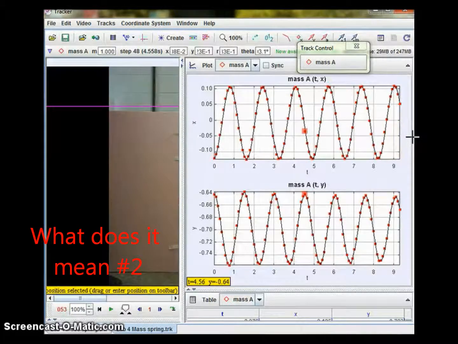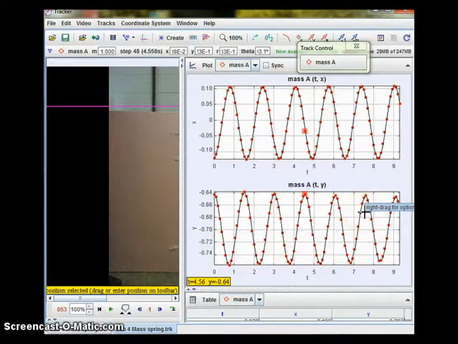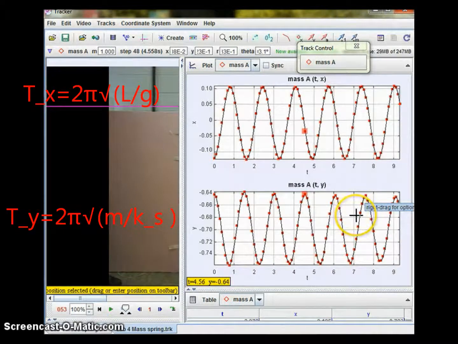Finally, to analyze the difference between the periods of oscillation in the x and in the y directions, the difference is that the period of the y motion is related to the spring mass oscillation and is therefore dependent on the mass of the system as well as the spring stiffness. The period of the x motion, on the other hand, is associated with the pendulum oscillation and is affected by the length of the pendulum as well as gravity.